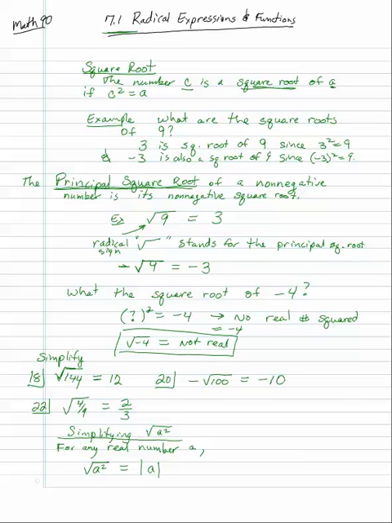Okay, so this next thing here, simplifying the square root of a squared. For any real number a, the square root of a squared, again the principal square root of a squared, is the absolute value of a. This is confusing for a lot of people at first. If I gave you a whole bunch of problems and asked, what's the square root of 5 squared? Well, 5 squared is 25. Square root of 25 is 5.